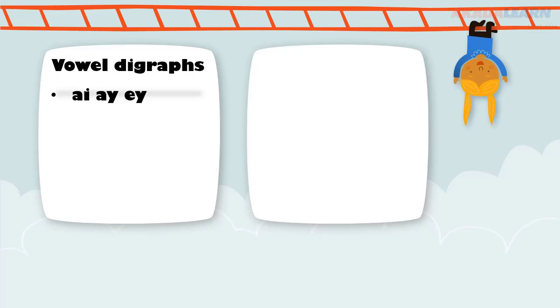Also, the letter A and Y together, they make the same sound. A. Same the letter E and Y together. They make the sound A. Let's look at some words.